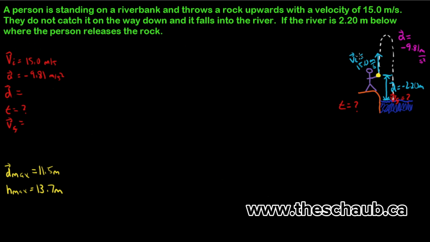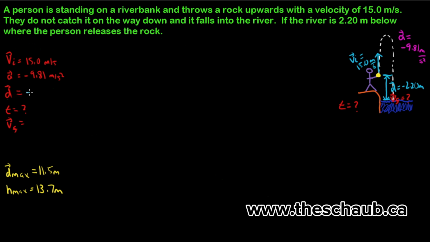So all I have left in the diagram is the information we're given in the question, our VI of 15 meters per second upwards, gravity downwards, our displacement here from the original position of the ball to the river, and our VF, which is the velocity the ball hits the water at. We still have our time here as well, which we don't have. So let's go ahead and add our displacement to our list of variables now.